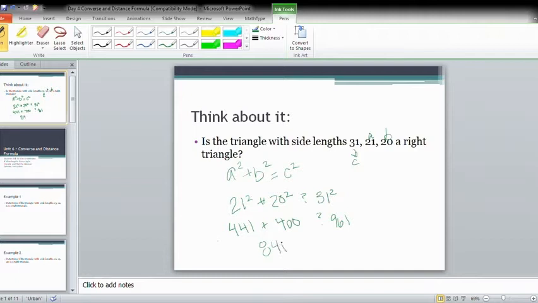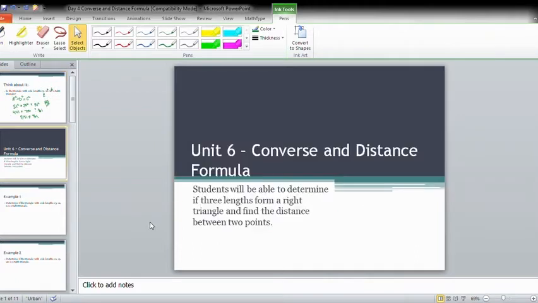Does that equal 961? Not last I checked. So a squared plus b squared is not equal to c squared. Therefore, this is not a right triangle, right? And that's the converse. So let's go ahead and take some practice. Again, you're going to be able to determine if there is a right triangle, and then we're going to be able to find the distance between two points using the distance formula.